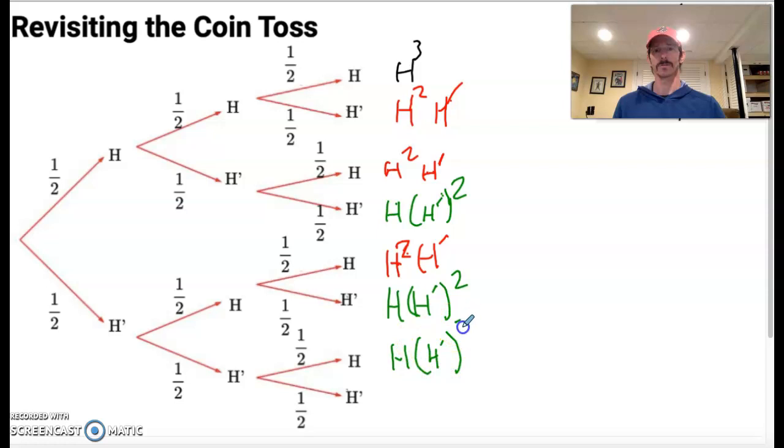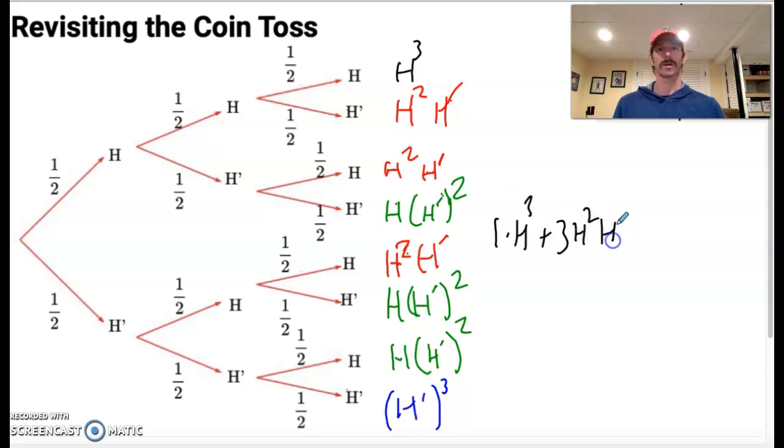This time I did not get heads twice. And then this is a single outcome of basically getting tails all three times in a row. So I switched colors again. I just wanted to illustrate that this occurred once, this occurred once, and then the green outcomes happen three times, and the red outcomes happen three times. So we have this strange 1 times h cubed plus 3 times h squared h prime plus 3 times h prime squared plus 1 times h prime cubed.